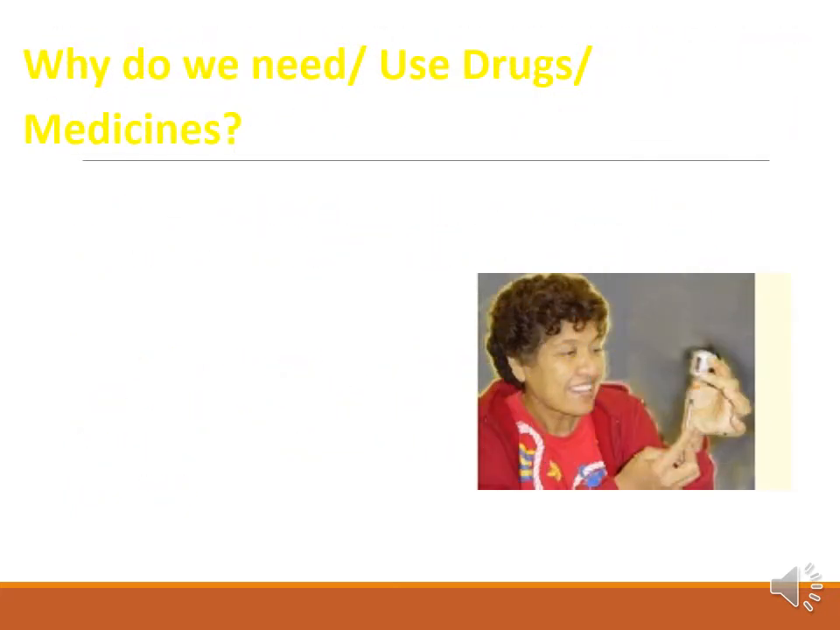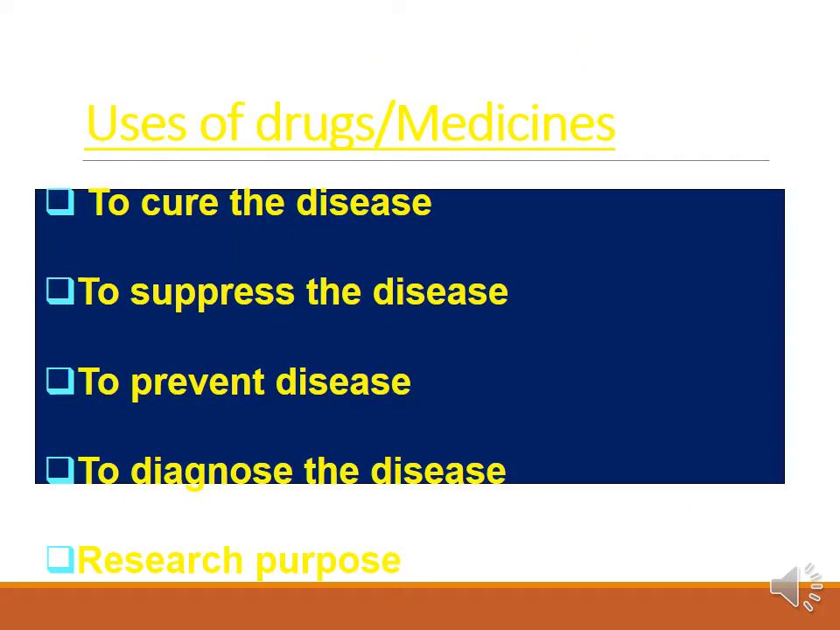Any idea why do we need drugs? Why do we use drugs or medicines? Let's see. Simply, we use drugs or medicines to cure diseases, to suppress the disease, to prevent diseases, to diagnose the disease, and for research purposes. If there is research, then we will find out that this drug is for this purpose and not for that purpose.